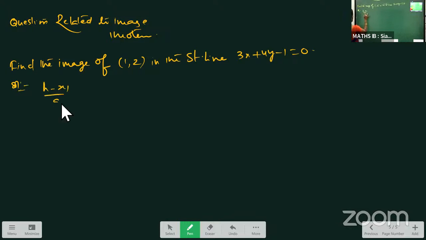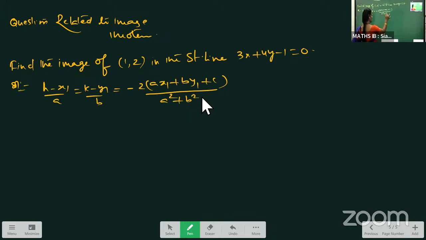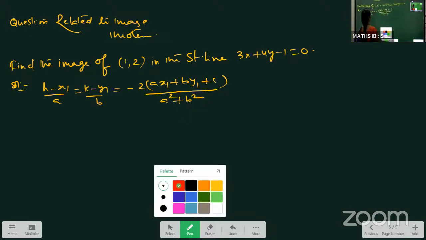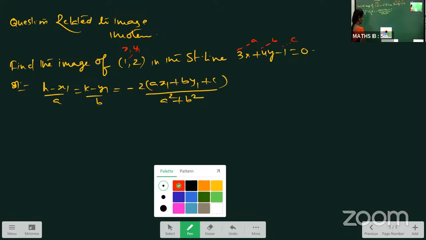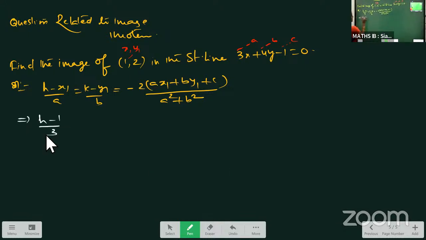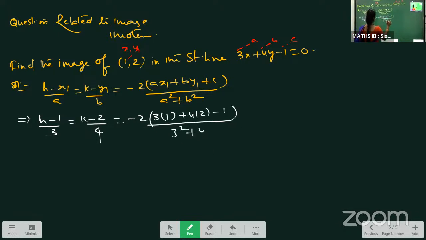h minus x1 by a is equal to k minus y1 by b is equal to minus of 2 into ax1 plus by1 plus c by a square plus b square. So this is your x1, y1, this is your a, this is your b, this is your c. Just substitute all the values in the formula. h minus 1 by a, that is 3, is equal to k minus y1 by b, that is 4, is equal to minus 2 into ax1, 3 into 1 plus 4 into 2 minus 1 by a square plus b square.